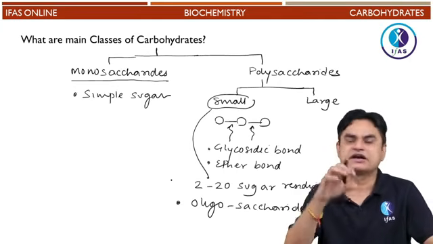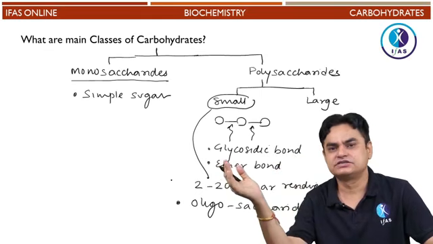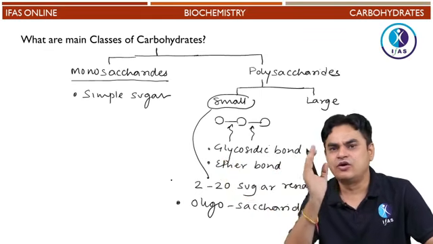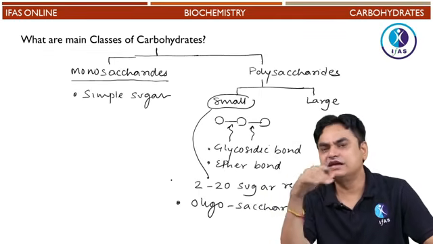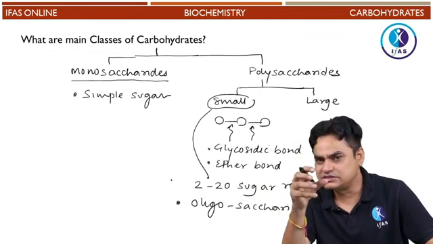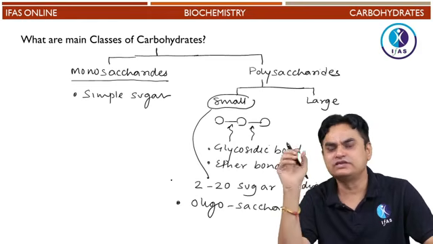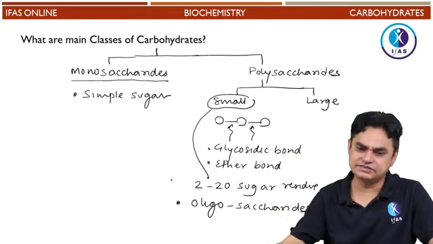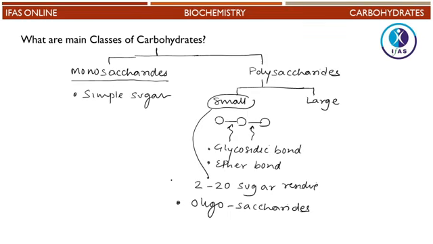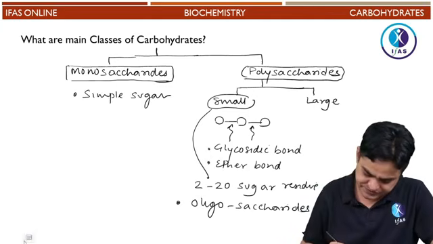Some books classify the carbohydrates in three categories: monosaccharides, oligosaccharides and polysaccharides. We are saying that the oligosaccharides are the small polysaccharides. Okay, are you getting this? So the two major classes of the carbohydrates are monosaccharides and polysaccharides, and the bond which is present in the polysaccharide is referred to as the glycosidic bond. Let's move further.